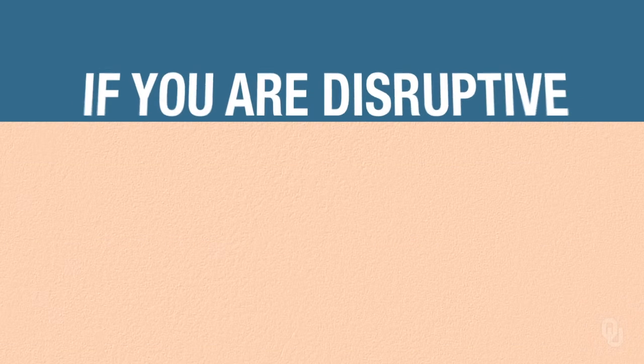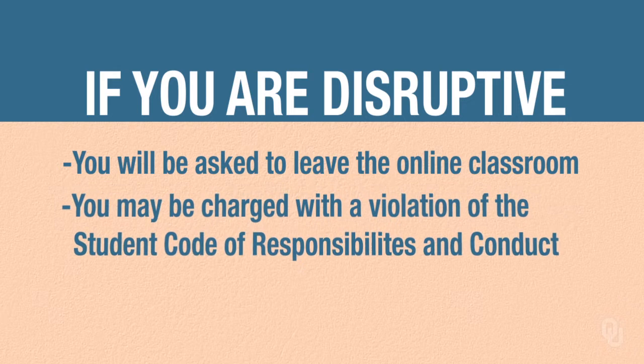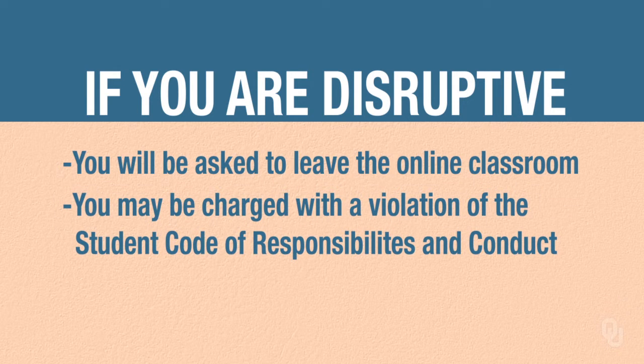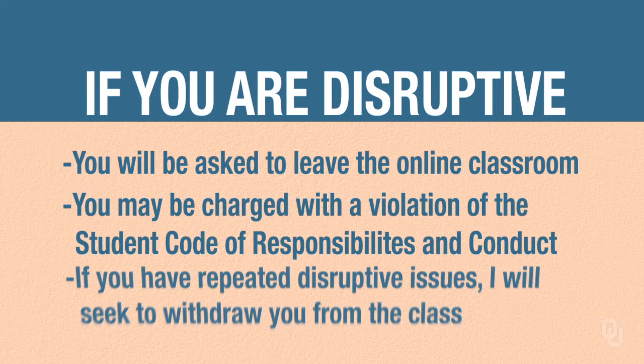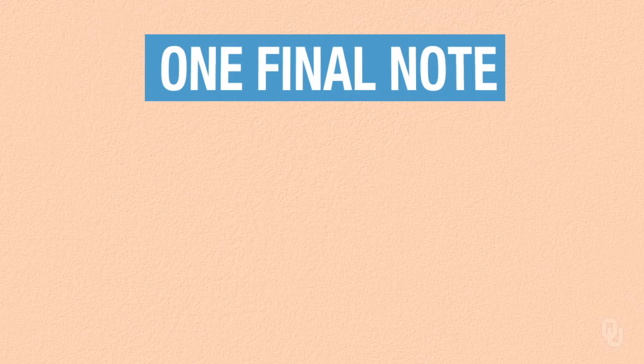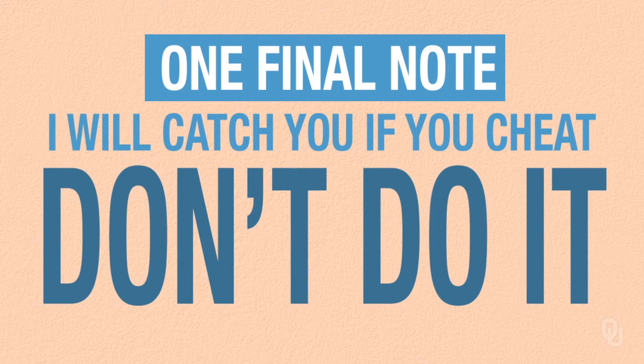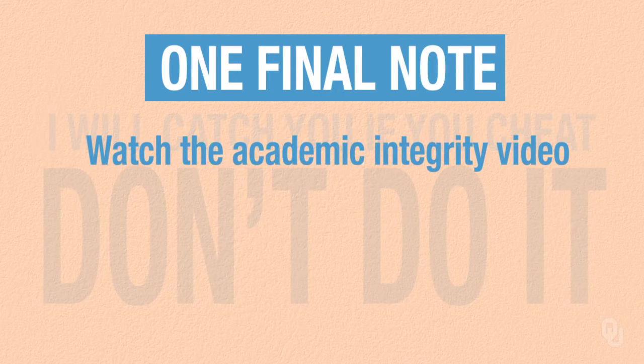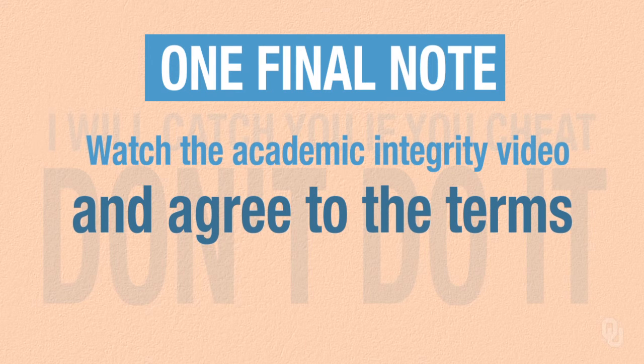In the case of disruptive behavior, I will ask that you leave the online classroom, and I may charge you with a violation of the Student Code of Responsibilities and Conduct. If you have repeated disruptive issues, I will seek to withdraw you from the class. Let me make one other big note. I will catch you if you cheat. We are going to have a special video on academic integrity, and you need to watch it and you need to agree to it.